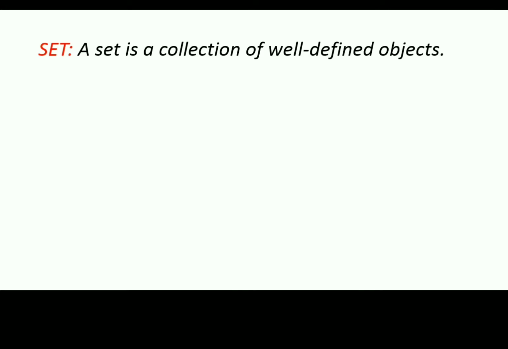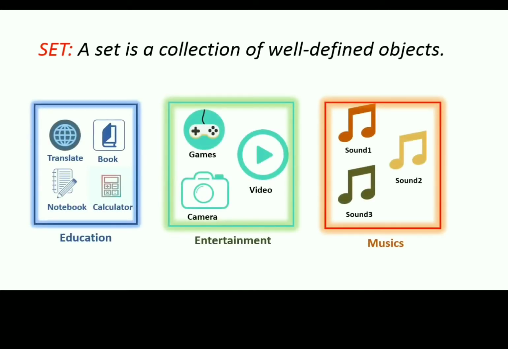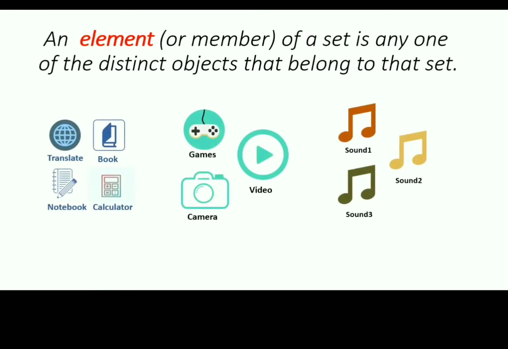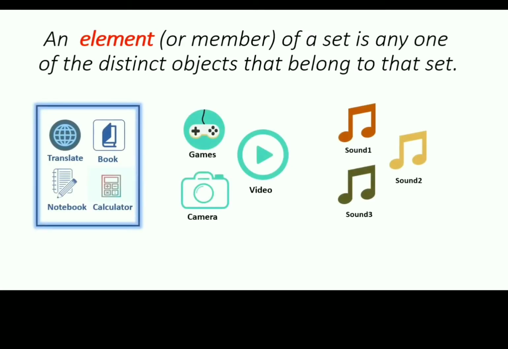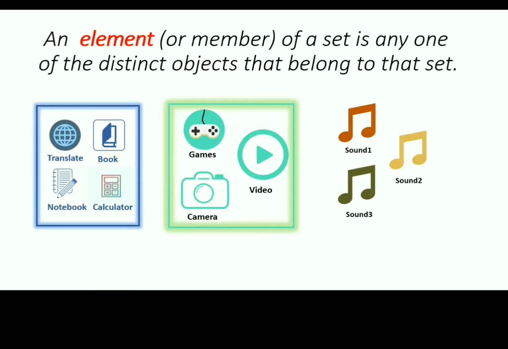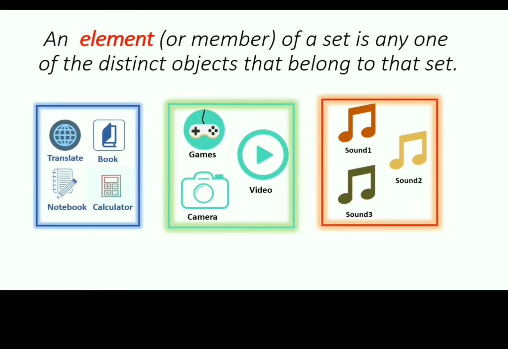Let's go back to Robert's phone. Are you seeing the collection of applications on Robert's phone? Yes. Therefore, we can say that Robert created different sets by grouping different objects. Let's look at these applications. Each application belongs to a set. These belong to this folder, these belong to this, and these belong to this folder. These applications are members of folders. In other words, they are members of sets. Therefore, we call them the elements of a set. An element or member of a set is any one of the distinct objects that belong to that set.